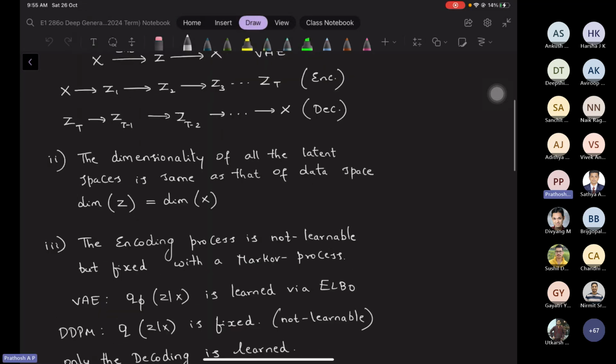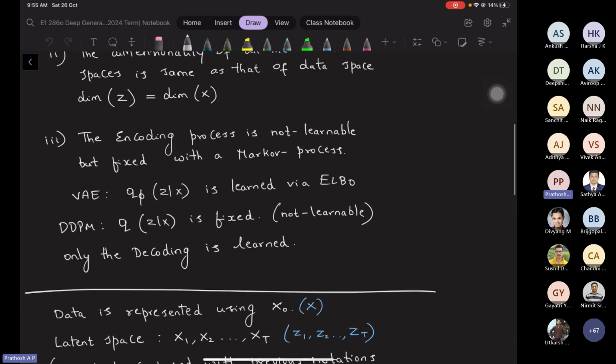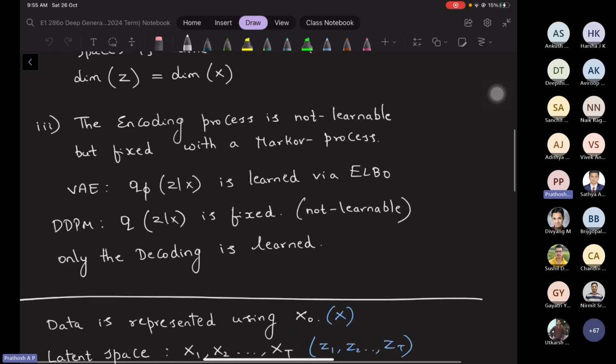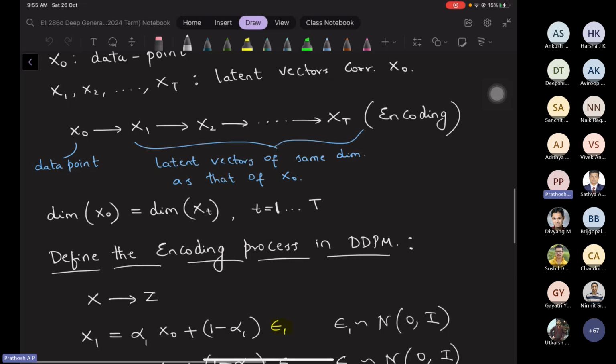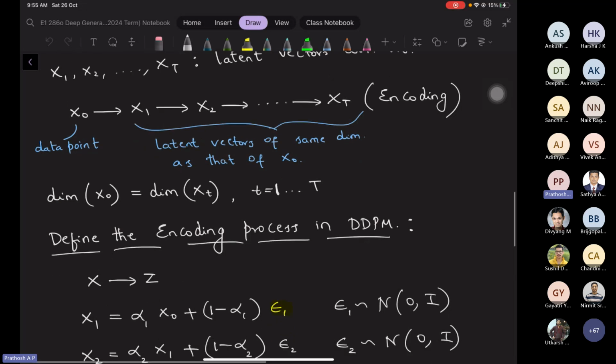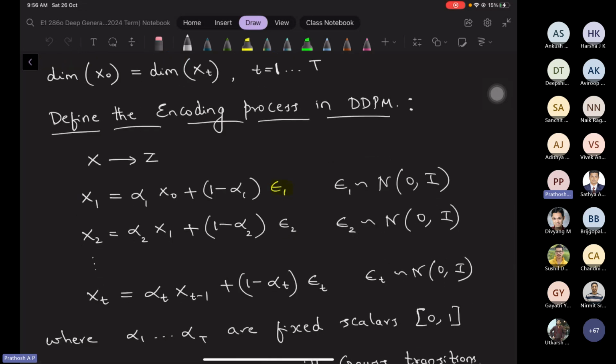Okay, yeah. So the dimensionality of the latent space is the same as that of the data space, something that we saw, right? The encoding process in the DDPM is not learnable. It's a fixed encoding process, and it's a Markov chain. So we made the notation consistent with the literature. Data is represented using x0, and the latent space is represented using x1 through capital T. You start from x0 and go to x_T, and the dimensionality of x0 is equal to x_t for all t. And this is how the encoding process is defined.